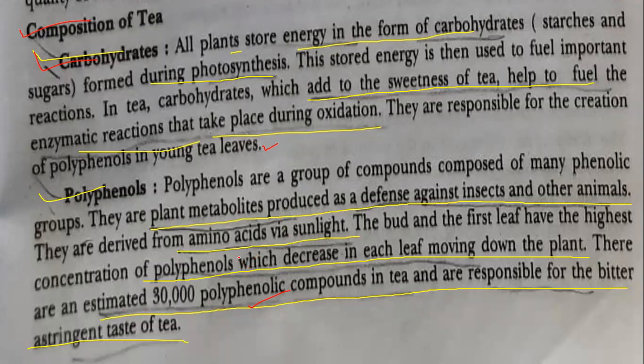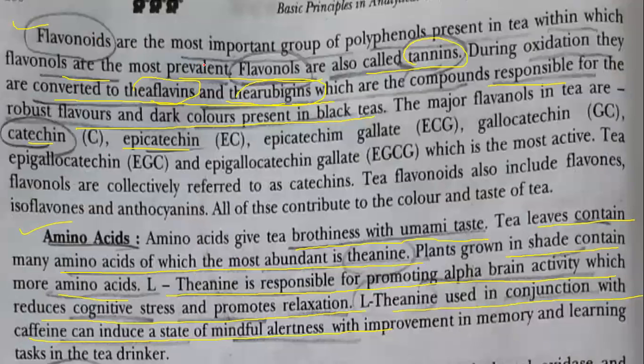Flavonoids are the most important group of the polyphenols present in the tea, within which flavonols are the most prevalent. They are also called tannins. In tea, there is tannin. During the oxidation, they are converted to theaflavin and thearubigin, which are the compounds responsible for the robust flavor and the dark color present in black teas.